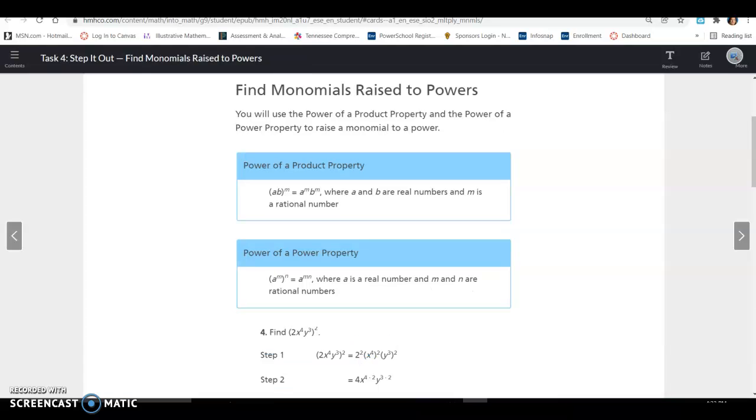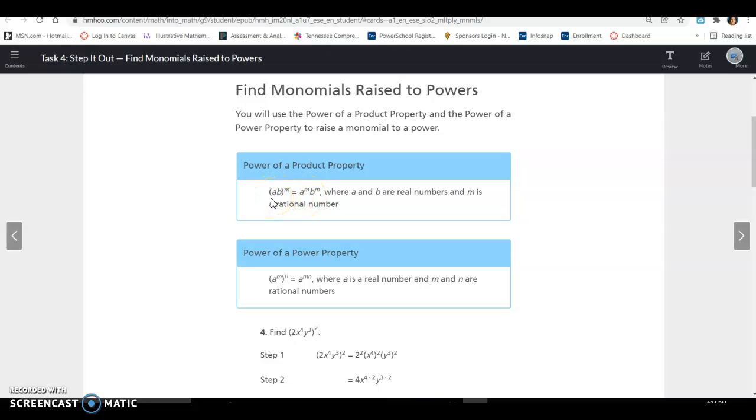Lesson 15.1, task 4. Find monomials raised to powers. You will use the power of product property and the power of power property to raise a monomial to a power. Alright, so the power of a product property, product means multiplication, remember. So you've got parentheses, ab, raised to the m power. So you're going to raise each thing inside of your parentheses to that power.